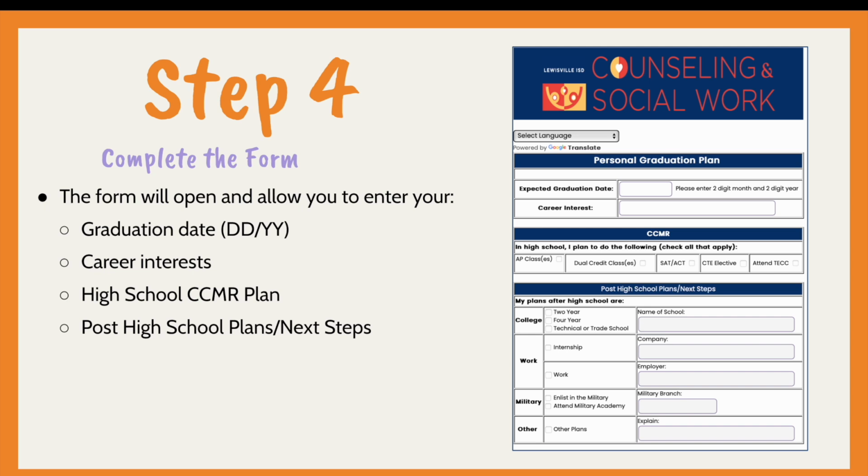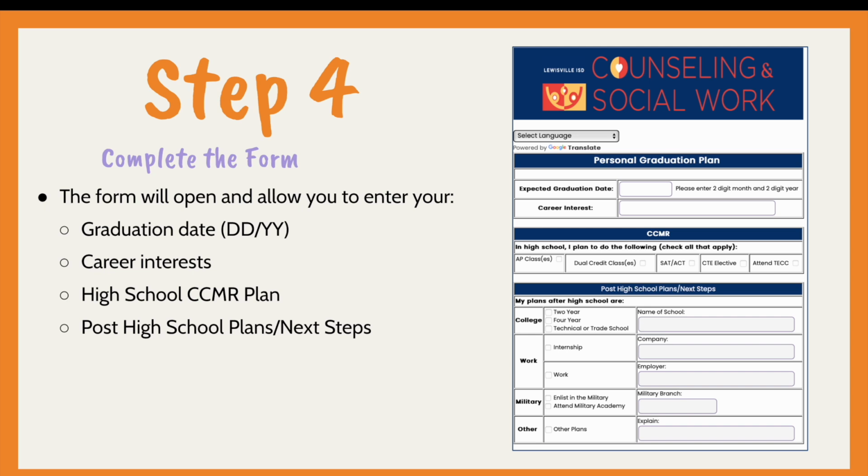Career interests, it doesn't need to be anything specific. If you know an area that you would like to work in, or if you do know a specific job that you'd like to have, then you could complete that. CCMR, again, is college, career, military readiness. And in high school, just check all of the ones that apply to you.